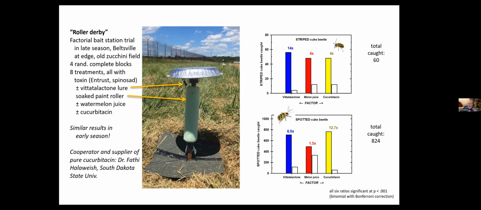And lucky us, there was no what we call statistical interaction. So they all just responded in a simple way and not interacting. And surprise, surprise, the striped cucumber beetle responds 14-fold to beta-lactone compared to those rollers without it. And these are replicated and blocked. You can see them along the side of the field there. And they also respond 4x to the melon fragrance and the cucurbitacin.